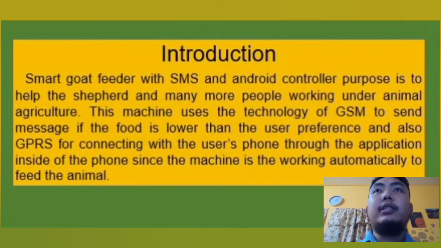So for the introduction, the Smart Goat Feeder with SMS and Android controller's purpose is to help the shepherd and also many more people working under animal agriculture. This machine uses the technology of GSM, which is to send a message if the food is lower than the user preference, and also the GPRS for connecting with the user's phone through the application inside the phone, since the machine is working automatically to feed the animal.